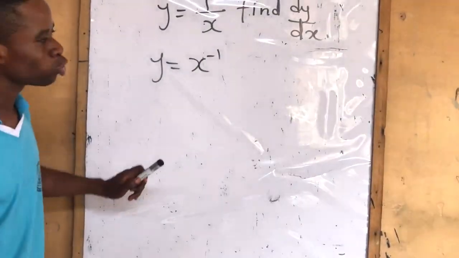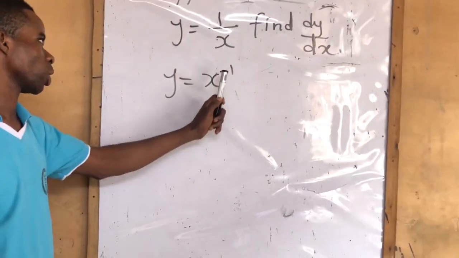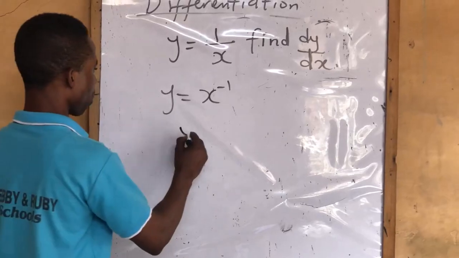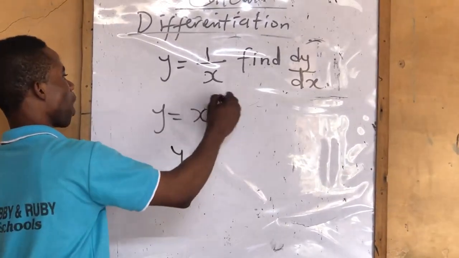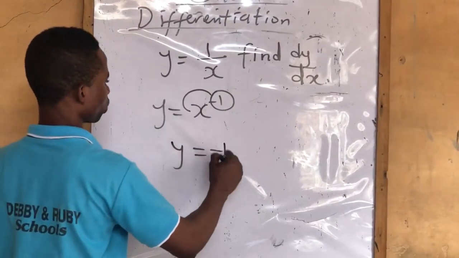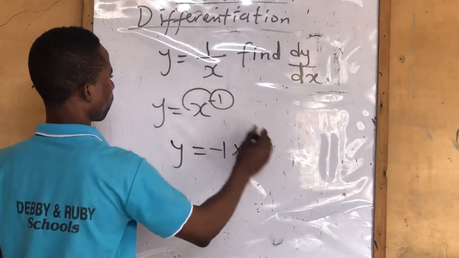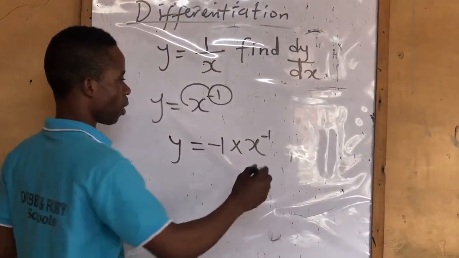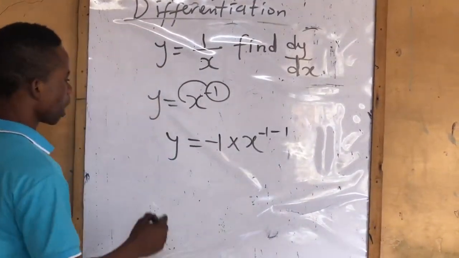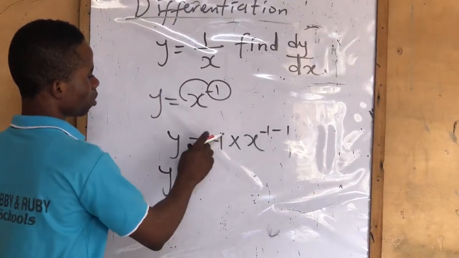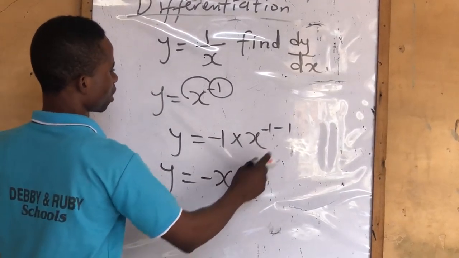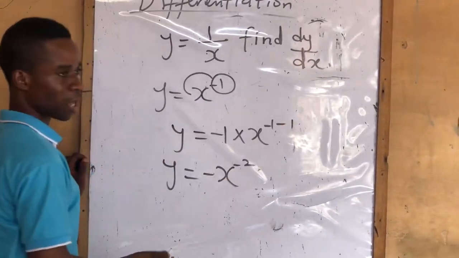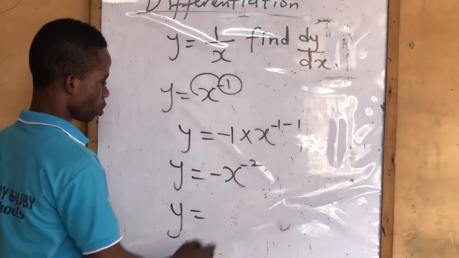And for me to be able to differentiate this, I have to bring this one up. That's why it becomes x raised to power minus 1. So I say y equals this power, I'm going to use it to multiply this. Minus 1 times x raised to power minus 1. I will now subtract 1 from the power. Minus 1 minus 1 is minus 2. So y equals minus 1 times x, that's minus x, raised to power minus 2. That means our answer will be y equals minus x to the power minus 2.